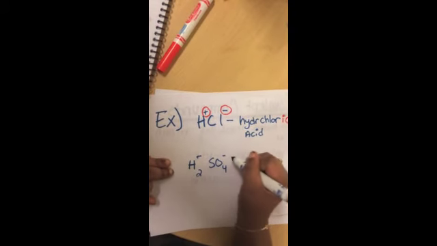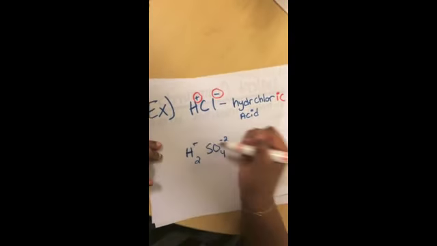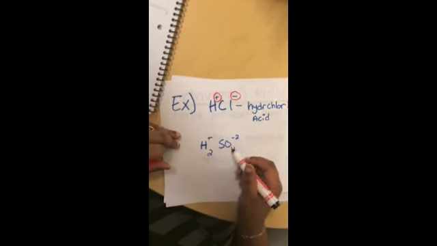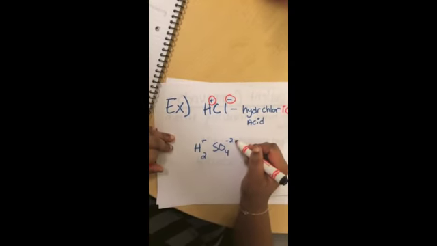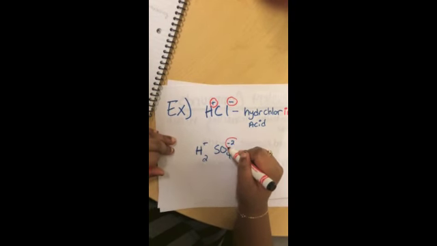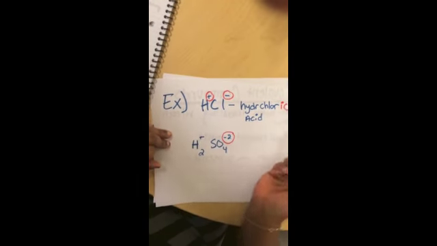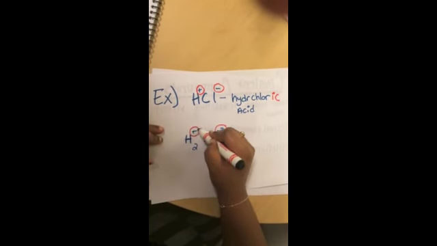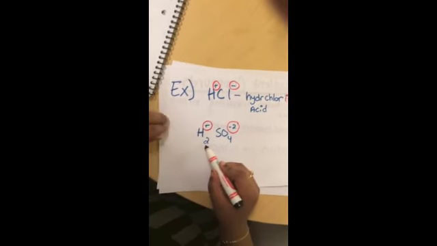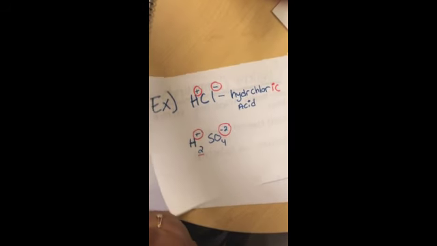Okay? So, another example would be H2SO4. The reason we have to have this subscript 2 is because this sulfate ion has a charge of -2, and this hydrogen ion only has a charge of +1. Now, to even the charges, you have to have this subscript of 2.